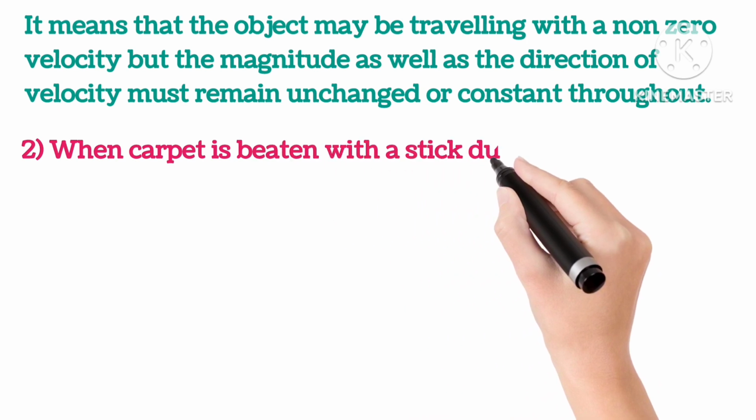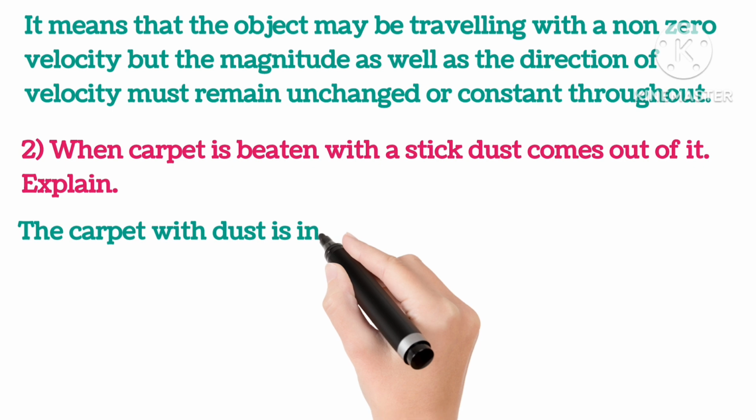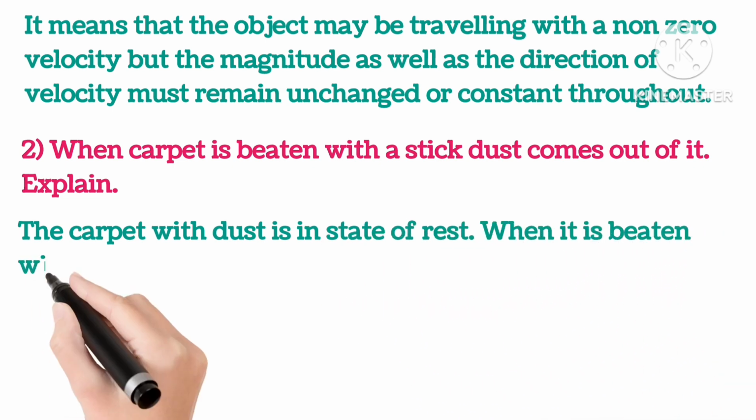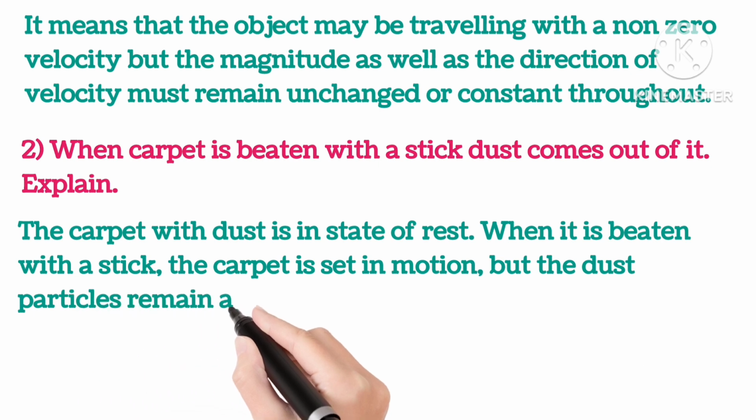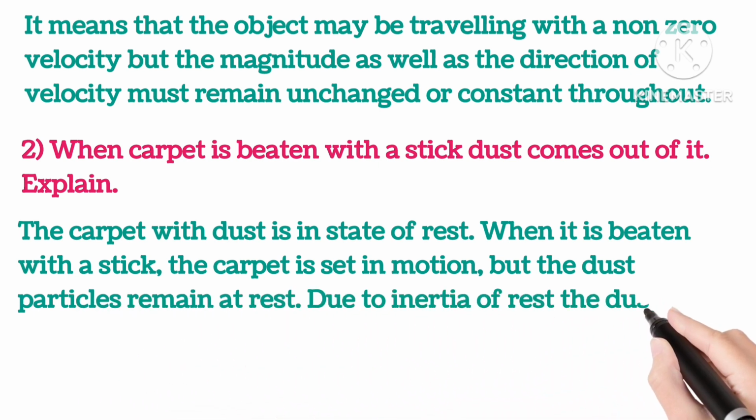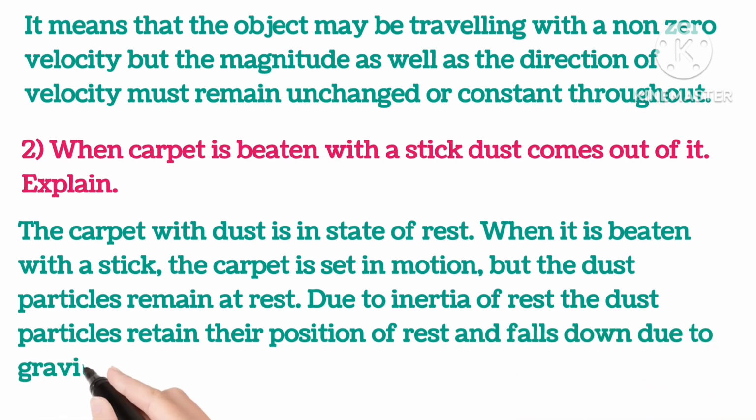Second, when a carpet is beaten with a stick, dust comes out of it. Explain. The carpet with dust is in the state of rest. When it is beaten with a stick, the carpet is set in motion, but the dust particles remain at rest. Due to inertia of rest, the dust particles retain their position of rest and fall down due to gravity.